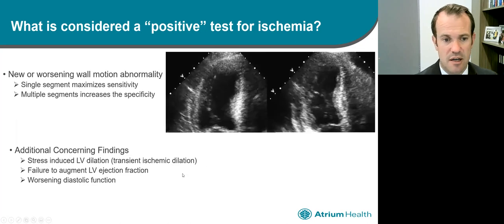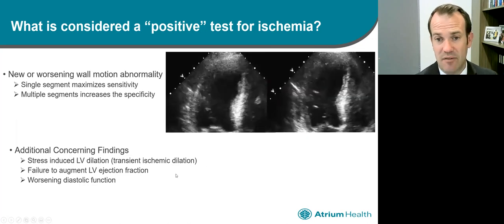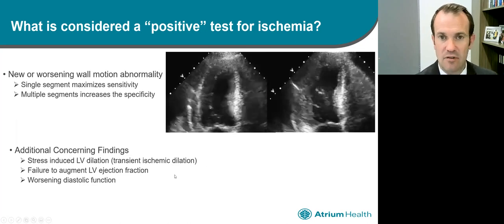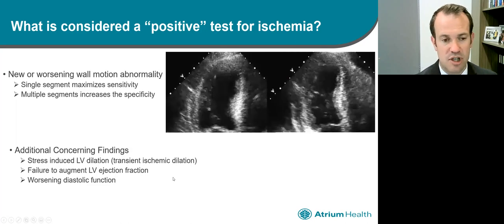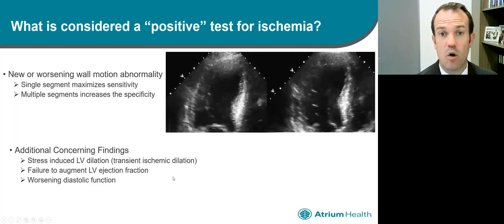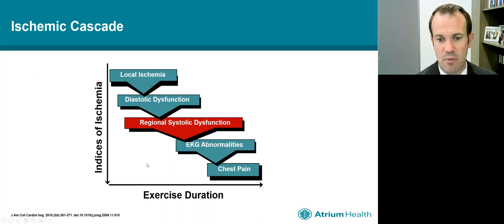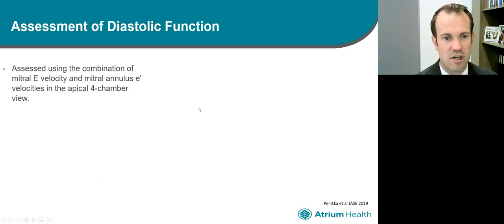Additional concerning findings include transient LV dilation, a failure of the LV to improve its ejection fraction with stress, or worsening diastolic function. And remember, as we think of the ischemic cascade as exercise duration goes on, we'll get local ischemia, and diastolic function will precede regional systolic function, which will occur before ECG abnormalities or chest pain. So assessing diastolic function can be very useful.